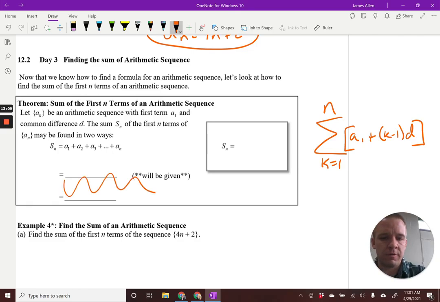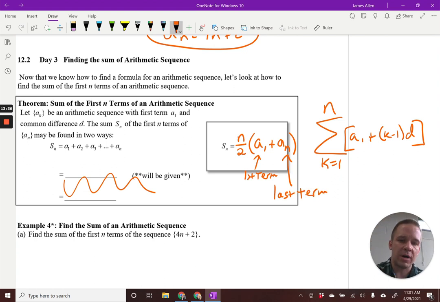I'm going to do it over here on the right-hand side. So this is going to be n divided by 2 multiplied by the quantity of the sum of our first and last term. So I do need my first term, and I need my last term.